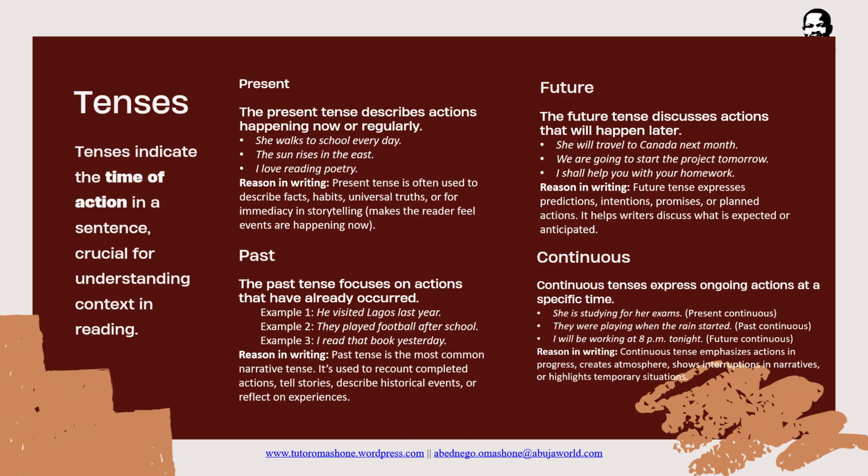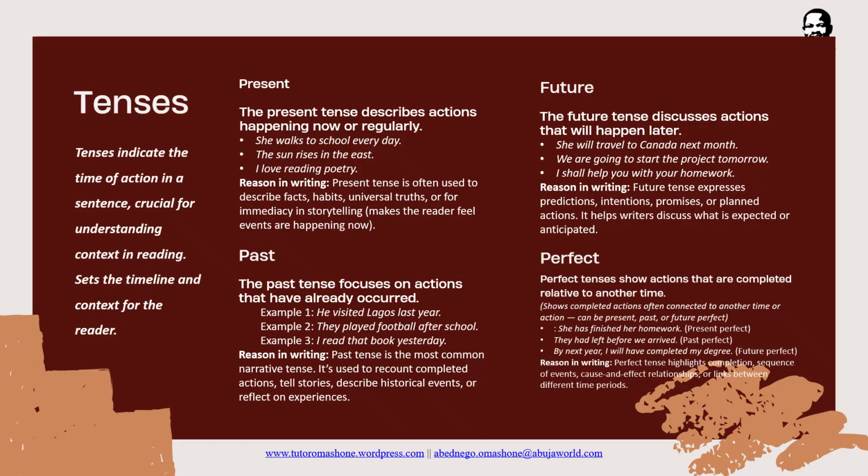Or I was studying, it means that at a point in time that action was ongoing. All right. Apart from these, the last one I would like to share with you is the perfect tense. Just like the continuous tense, the perfect tense can be present perfect, past perfect, or future perfect. So the perfect tense shows actions that are completed relative to another in time.